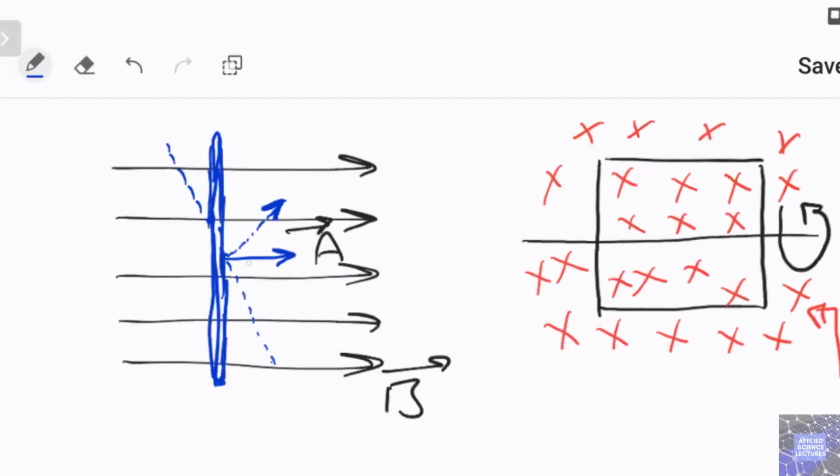The angle between the magnetic field and the area vector would be this theta, based on the rotation that I have here. This rotation is going to look like this.